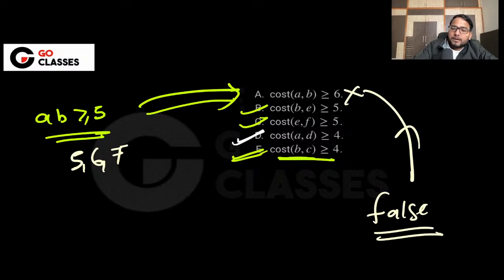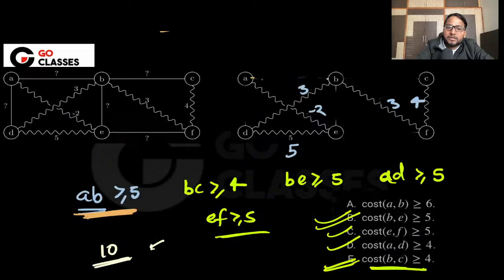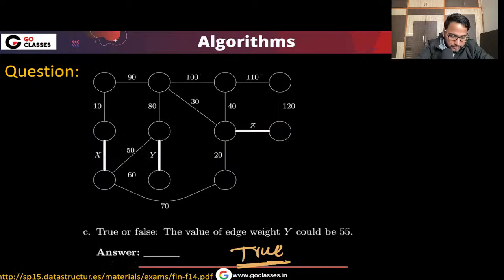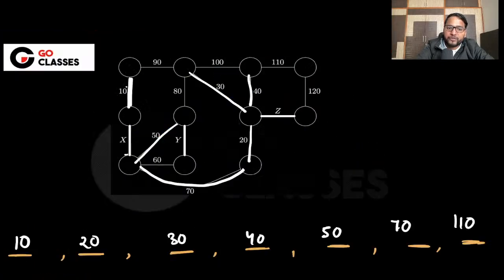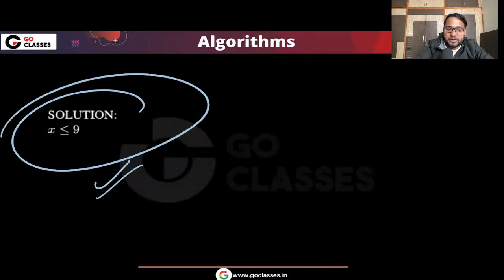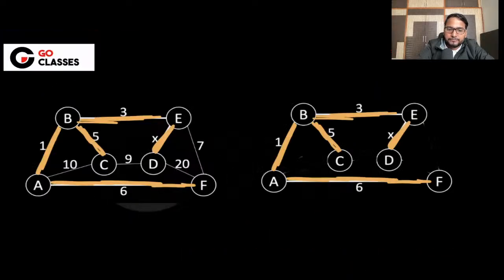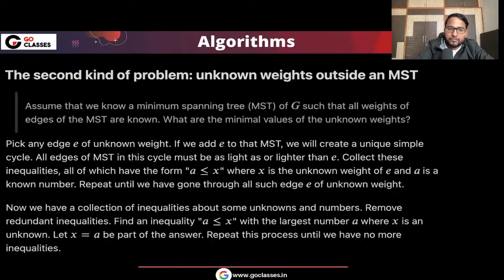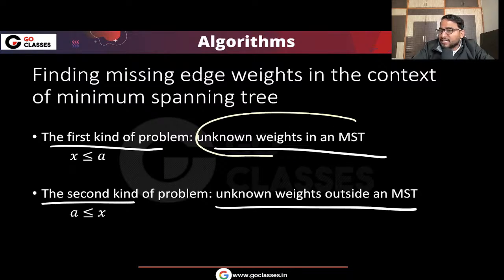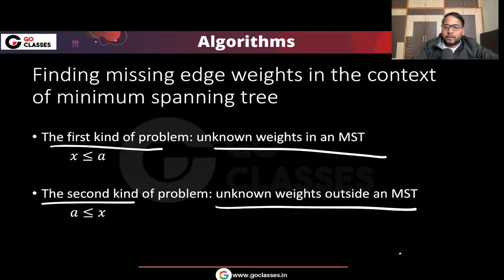Okay. So I hope you understood how to solve these kinds of questions, right? So basically, see here, there will be two cases only, right? Let me just tell you, there will be two cases. Okay. So if the unknown weight is a MST part, then how to solve? I hope you know that you will keep on bringing the non-MST edges, right?